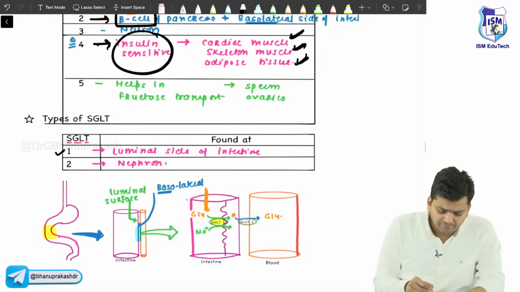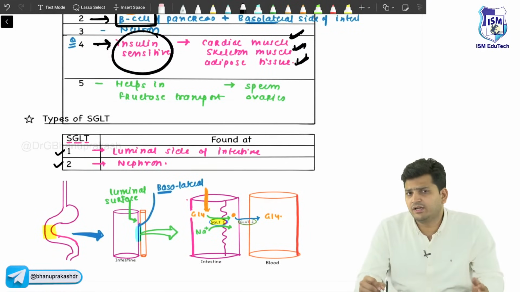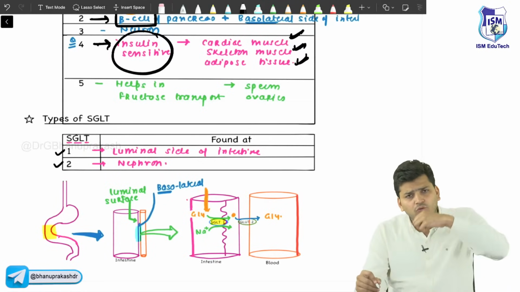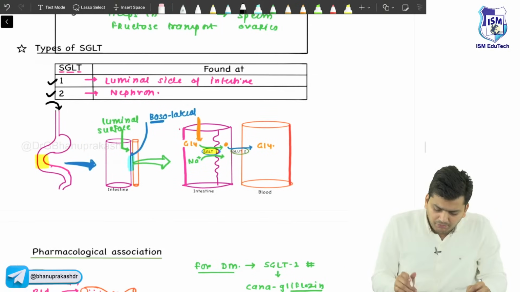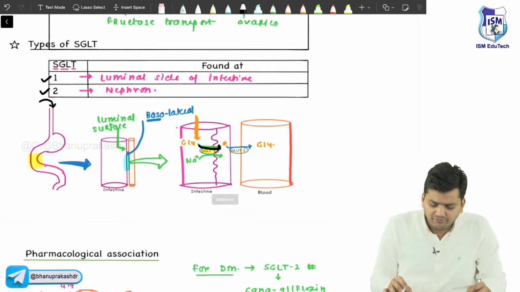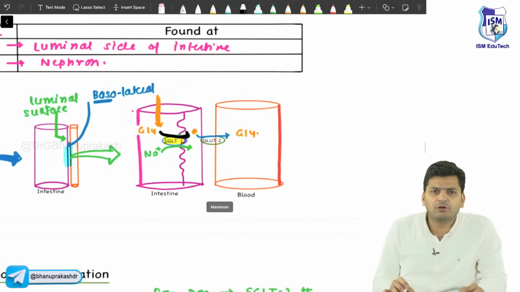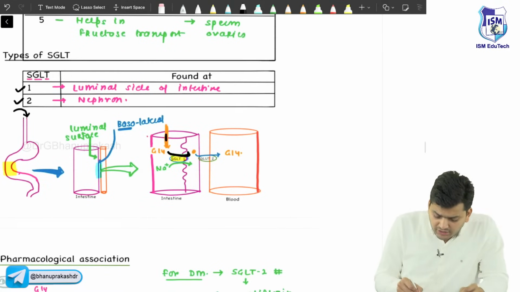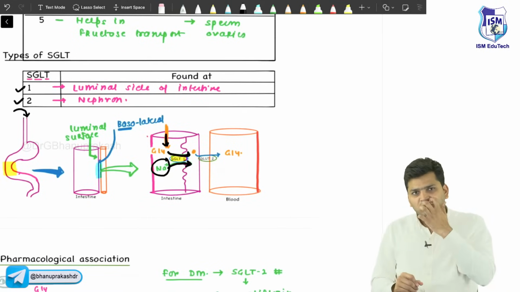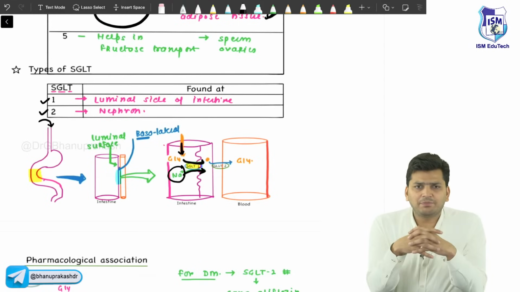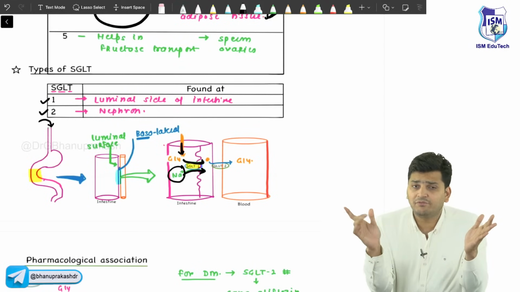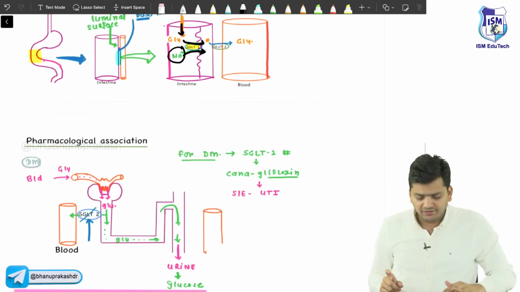When it comes to SGLT, sodium dependent glucose transporters, there are two: SGLT1 and SGLT2. SGLT1 is found in the intestine. Whatever glucose you eat is absorbed in the intestine with the help of SGLT1. The glucose alone is not absorbed, it is always absorbed along with sodium. That is why it is called SGLT1. So right now there are two places where glucose absorption is happening. One is the intestine with SGLT1, and second, very important, the nephrons.